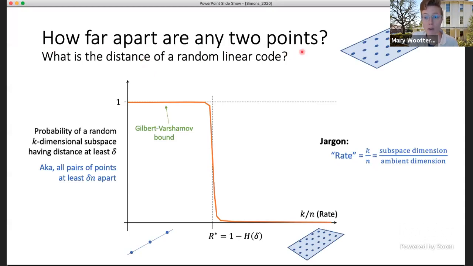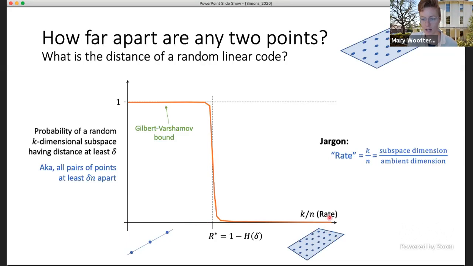The first question: how far apart are any two points in a random subspace? Like I said, this is a very classical question, and the answer to it, or at least one side of the answer, is called the Gilbert-Varshamov bound. So here's what we know. On the x-axis, I'm drawing the rate of the code, or rather, the dimension of the subspace. Here's some jargon: instead of measuring the dimension of the subspace, I'm going to normalize it by the dimension of the ambient space. I'm going to look at the fraction k over n, subspace dimension divided by ambient dimension, and I'm going to call this the rate in coding theory language. That's the communication rate of the code. So here I have the dimension of the subspace on the x-axis.